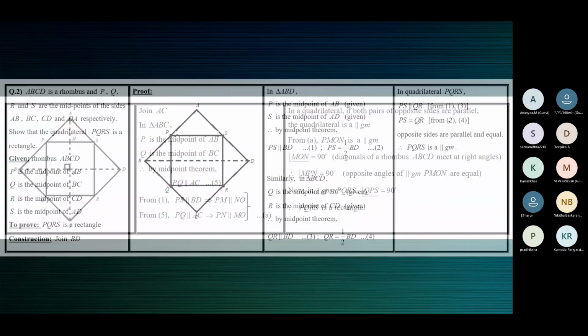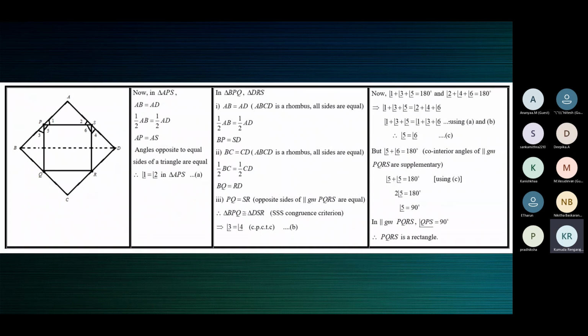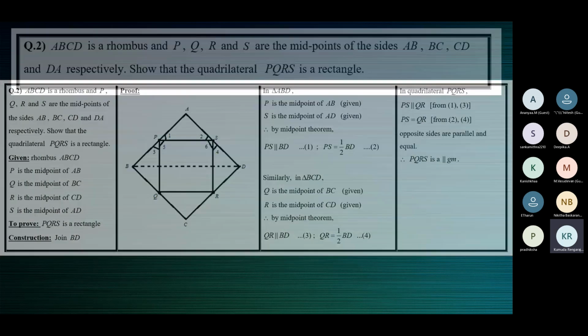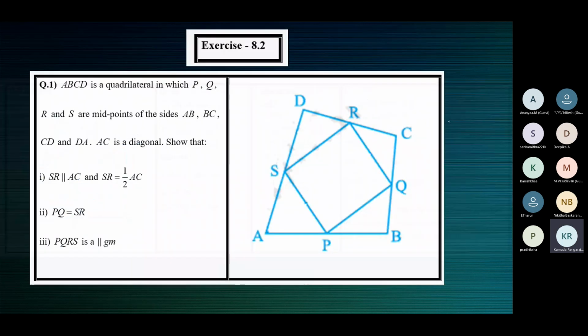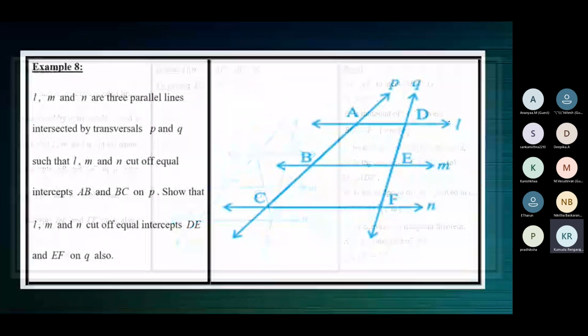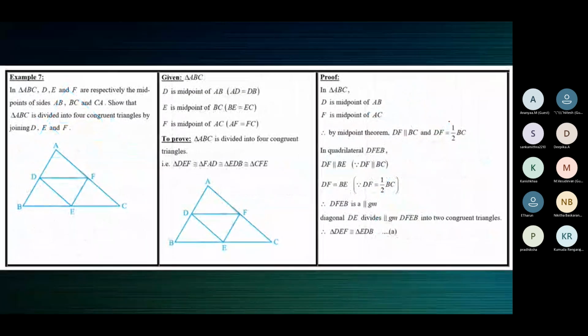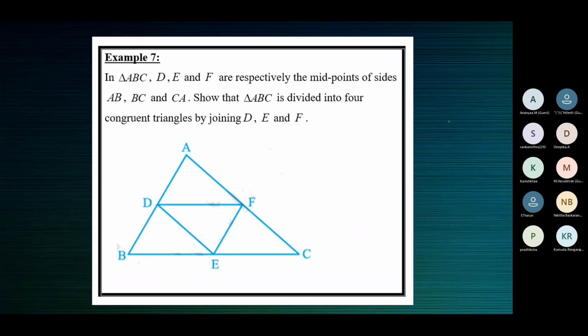Examples. Before exercise 8.2, we have 2 examples. We did not do them. We'll see them now. Example 7. Now, to understand example 7, we need to know a property of a parallelogram.